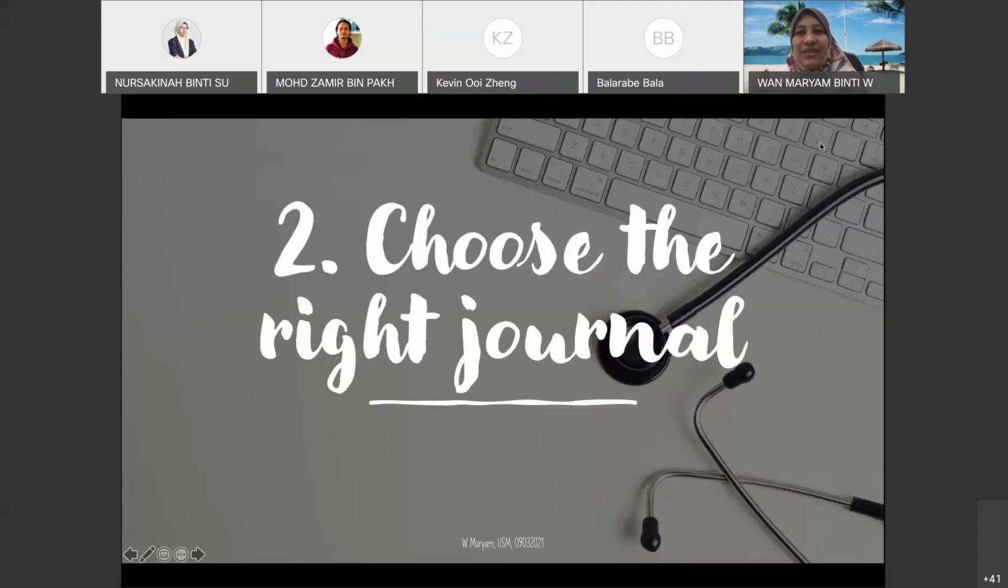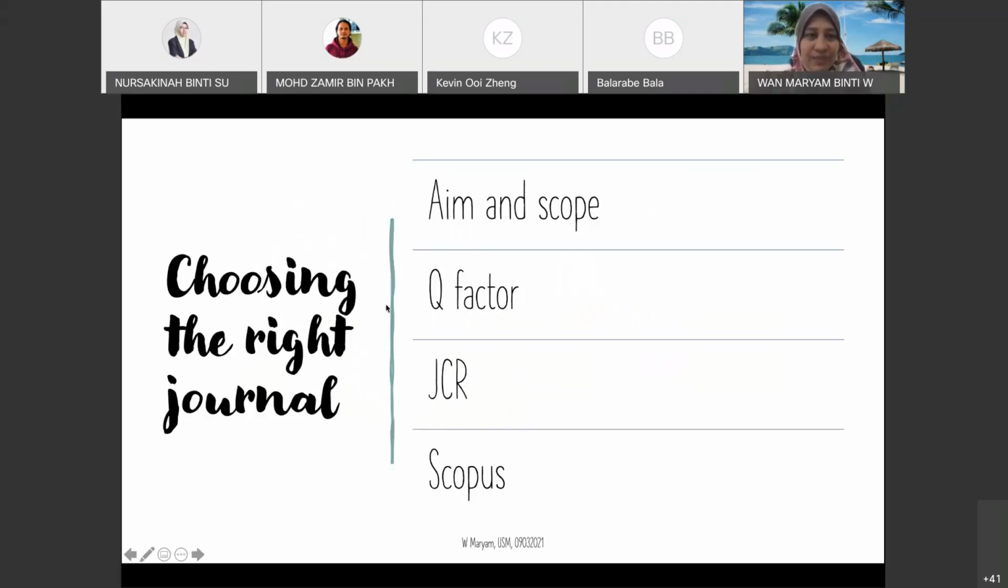Number two, choosing the right journal. This is very important so that you fit in the aim and scope, and the Q factor. This is something that I said I was going to help look at. Choosing the right journal makes sure that you fit in the aim and scope, so that avoids rejection. Another factor is the Q factor, and we get this from JCR, the Journal Citation Report. You can also get it from Scopus, but in Scopus you don't really have a proper Q factor. So the database of Q factor is from the ISI.